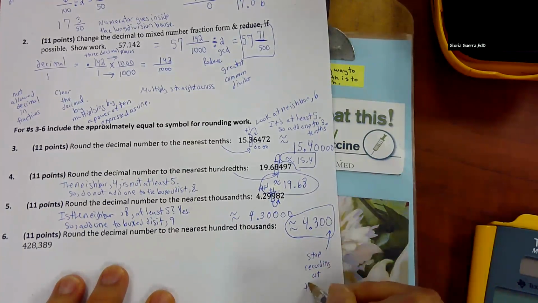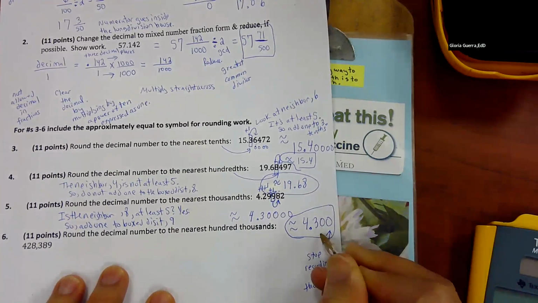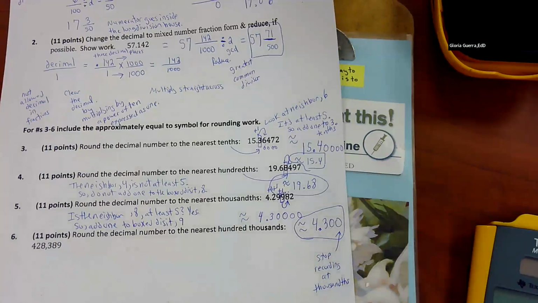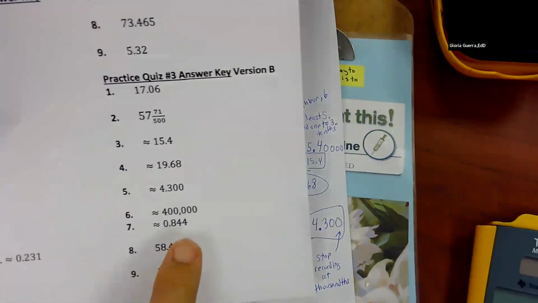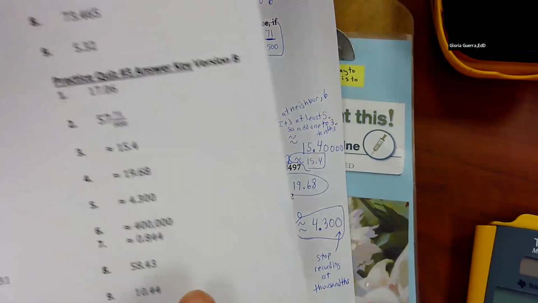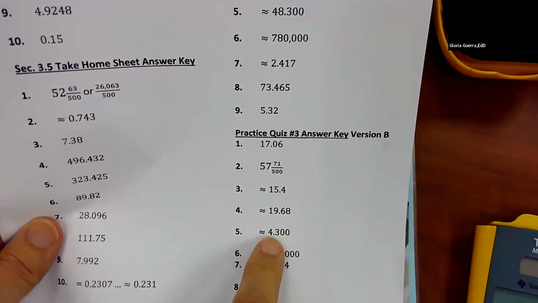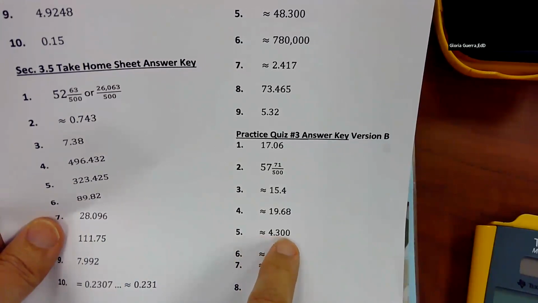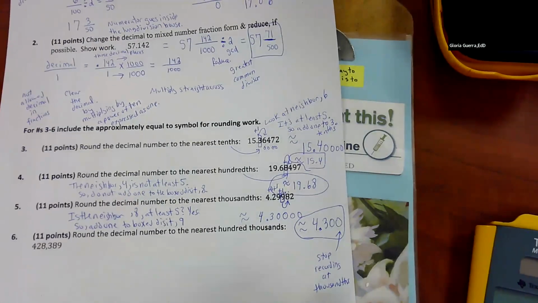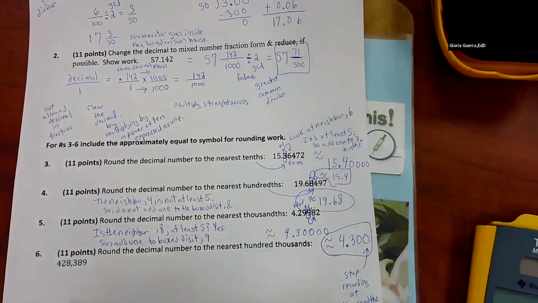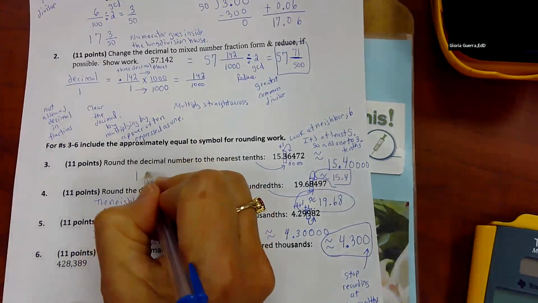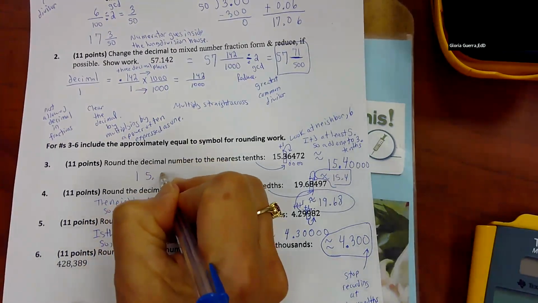At the thousands: tens, hundreds, thousands. Okay. All right, and if I check that on my answer key, this is number five. They're approximately 4.3000. Okay, so it matches. So again, if I want to stress what I box, let me go back and write these down here.